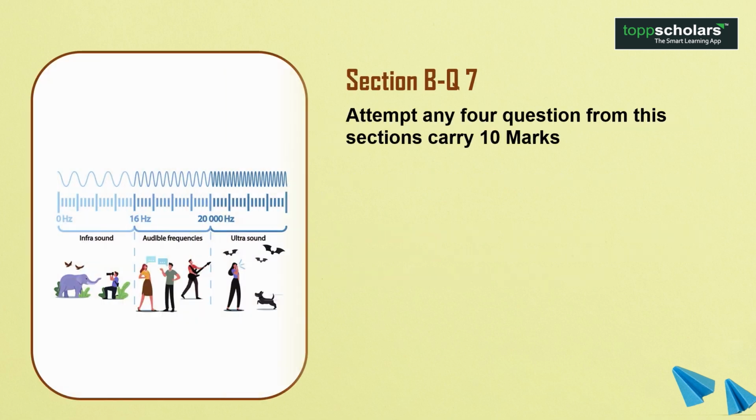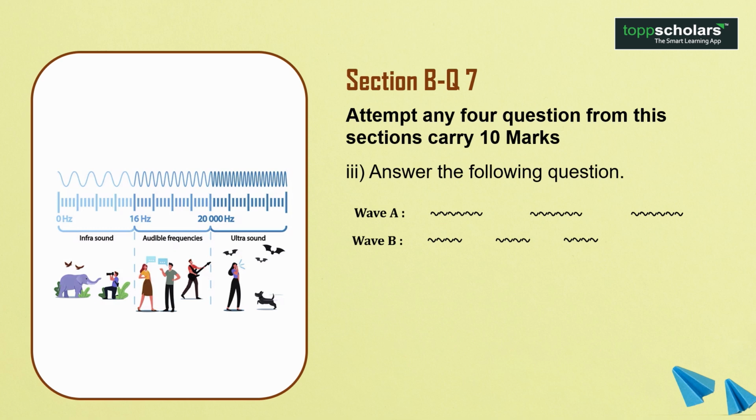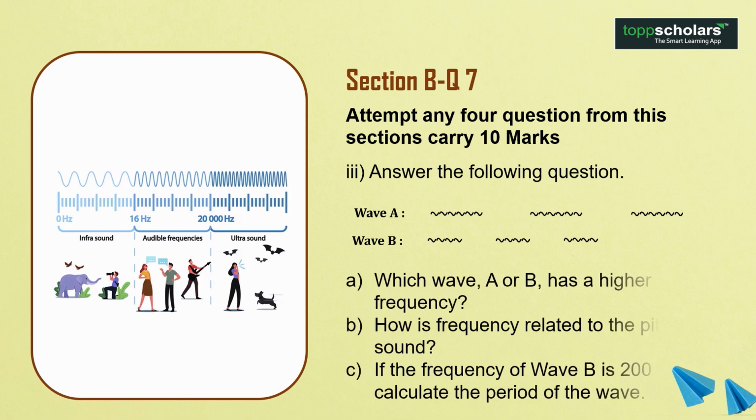Let's have a look at the new question of section B, question number 7, that is the third question. Answer the following question. Wave A and wave B are given to us. Which wave, A or B, has a higher frequency? How is frequency related to the pitch of the sound? If the frequency of wave B is 2000 Hz, calculate the period of the wave. This question is asked for 4 marks.